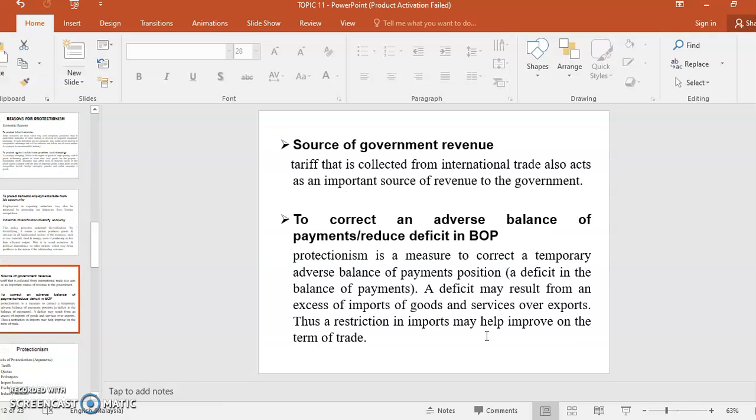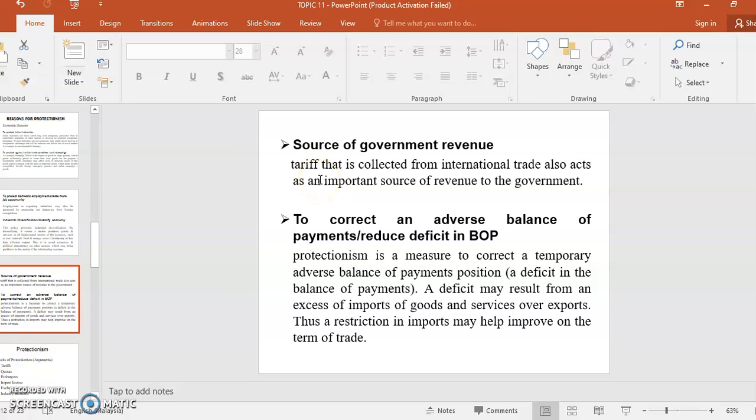Okay. So also is source of government revenue lah. Tariff that is collected from international trade also acts as an important source of revenue to the government. Sebab government will impose tariff. Tariff is import tax. So tax tu hasil cukai tu government yang dapat.